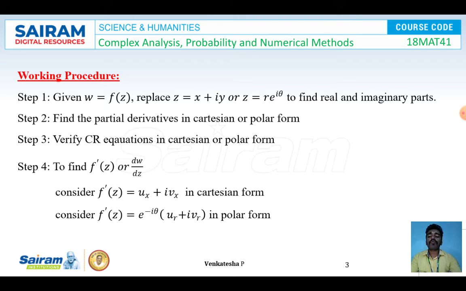The formula to find f dash of z is given by f dash of z is equal to ux plus ivx in Cartesian form, and f dash of z is equal to e power minus i theta times ur plus ivr in polar form.